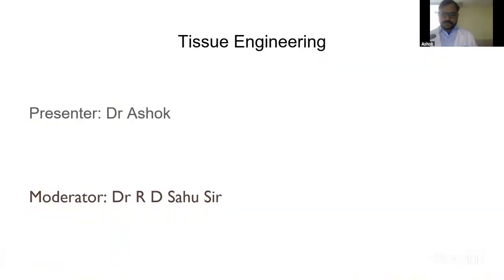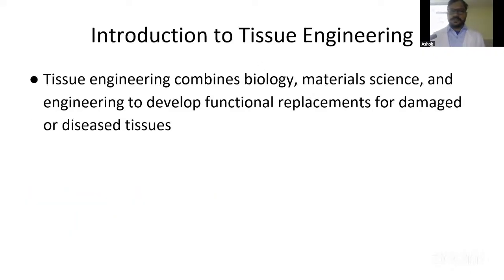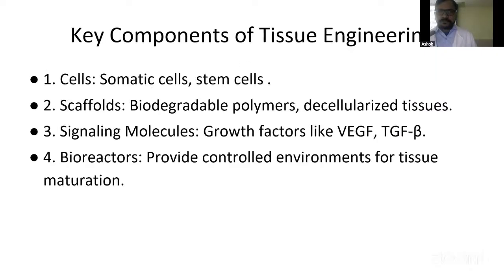My topic is tissue engineering. Introduction to tissue engineering: tissue engineering combines biology, material science, and engineering to develop functional replacement for damaged or diseased tissue. Key components of tissue engineering: cells, somatic cells, stem cells, scaffold, biodegradable polymer, decellularized tissue, signaling molecules, growth factors like vascular endothelial growth factor and transforming growth factor beta. Bioreactors provide a controlled environment for tissue maturation.